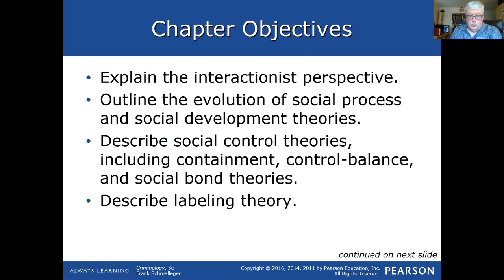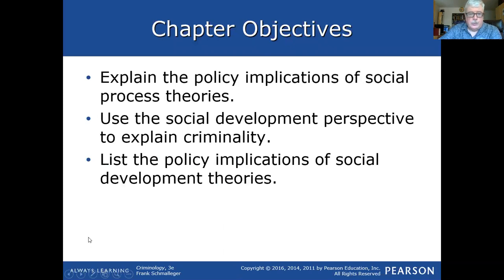Anyway, our chapter objectives: we're going to look at what the interactionist perspective is. We're going to look at the evolution of social process and social development theories, in other words, how did they ultimately develop? We're going to look at social control theories, including containment, control balance, and social bond theories. We're going to describe labeling theories, explain the policy implications of social process theories, go into the social development perspective to explain crime and criminality, and look at the policy implications of social development.